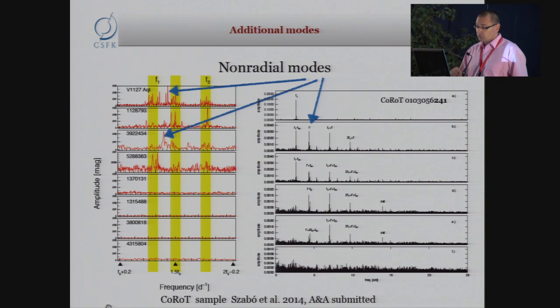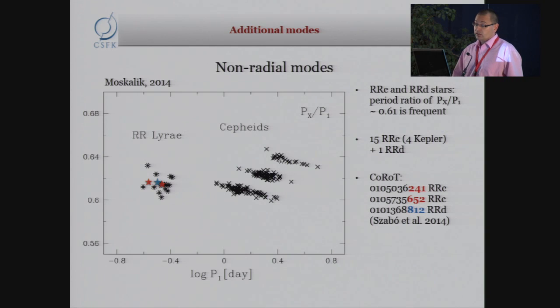And beyond the radial modes, there are modes left here which cannot be compatible with the radial eigenspectrum. So these should be non-radial modes. I show here some examples, CoRoT examples for RRAB stars and one example for RRC stars. And one particularly exciting period ratio is around 0.61. And this is obviously not a radial overtone. And it is also seen in Cepheids, overtone Cepheids.